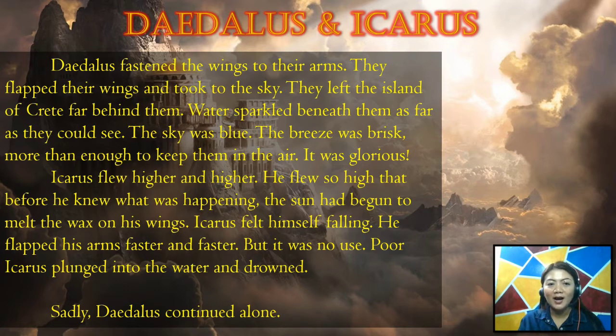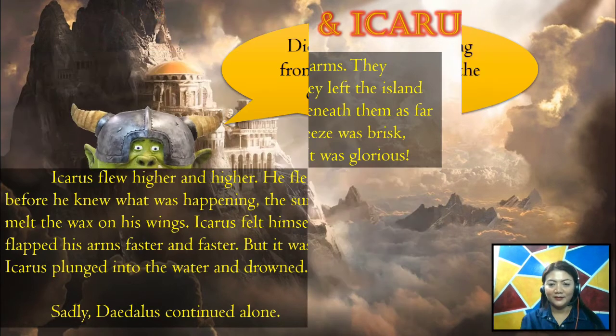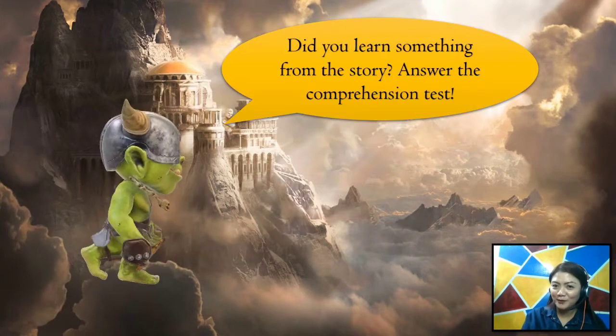He flew so high that before he knew what was happening, the sun had begun to melt the wax on his wings. Icarus felt himself falling. He flapped his arms faster and faster, but it was no use. Poor Icarus plunged into the water and drowned. Sadly, Daedalus continued alone. Okay, did you learn something from the story?